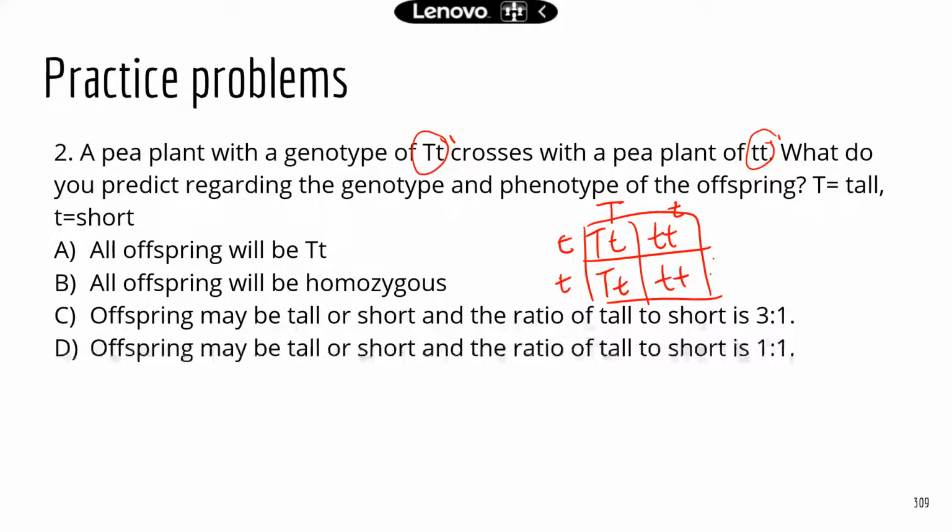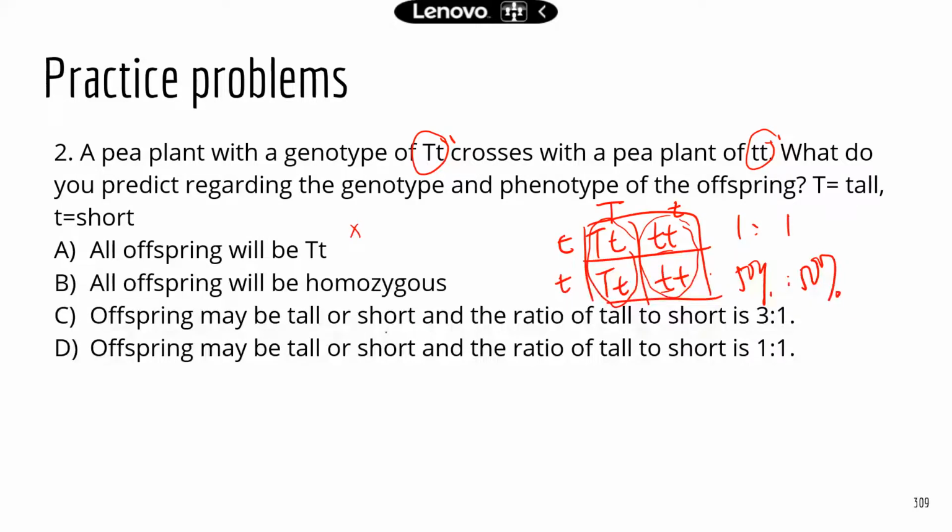Okay, there you go. So you can see the ratio of both phenotype and genotype is going to be 1:1, or 50% to 50%. So all offspring will be big T, little t? That's not right. Half the offspring are going to be little t. All offspring will be homozygous? No. Some offspring will be homozygous, but the big T, little t offspring are going to be heterozygous. So only half of them are going to be homozygous.